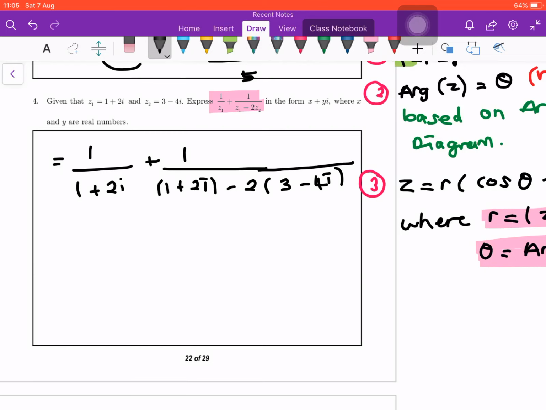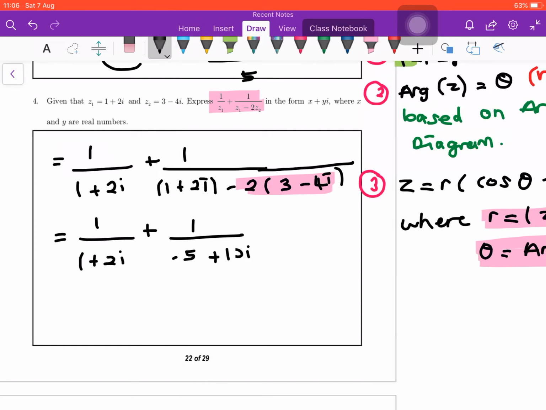Simply substitute. Okay, then if you look here, we have to expand and then solve. So it's easy, you just need to multiply by 2 and then solve whatever can be added or subtracted. So supposedly you will get 1 over 1 plus 2i plus 1 over negative 5 plus 10i. Okay, this is what you're going to get after you solve the denominator below.